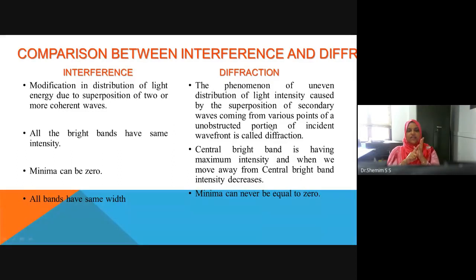So in the case of interference, all the bands have the same width, but for diffraction, bands have different widths. In interference, minima are zero. In diffraction, minima are not equal to zero. In interference, all the bright bands have the same intensity, but in diffraction, the bright bands have different intensities, and the central maximum has the maximum intensity. Then about the phenomenon also, interference occurs due to the superposition of two independent coherent waves, whereas diffraction occurs from the superposition of secondary wavelets coming from various points of a restricted wavefront. So these are the differences between interference and diffraction.